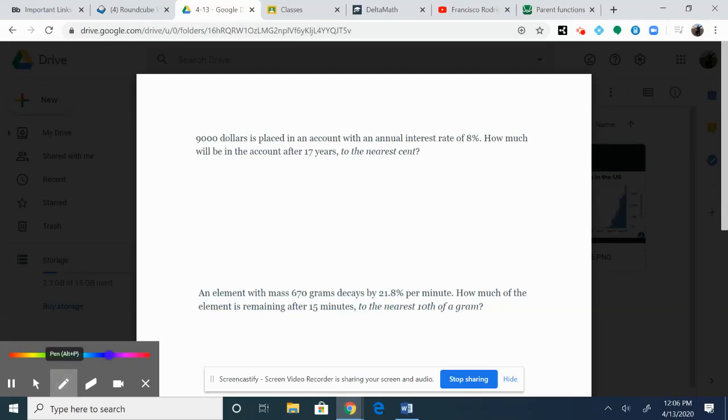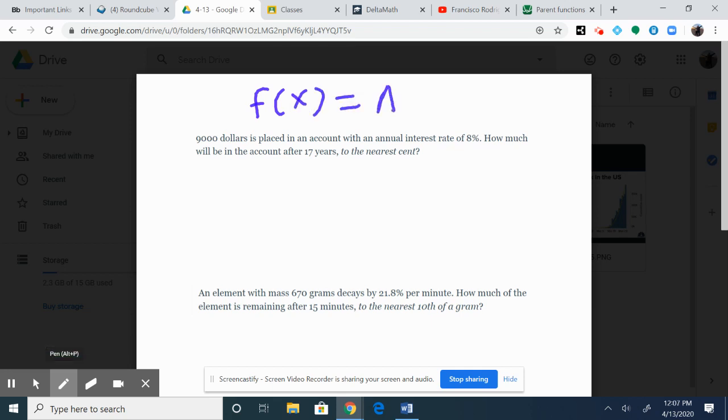Okay, so now we learned a little bit about the graphs of exponential functions and how they kind of work. We're going to go ahead and use them to solve problems. So an exponential function usually looks like this: a, and then inside 1 plus or minus b to the power of x. Now, plus or minus, because this tells us whether we are growing or whether we are decaying.